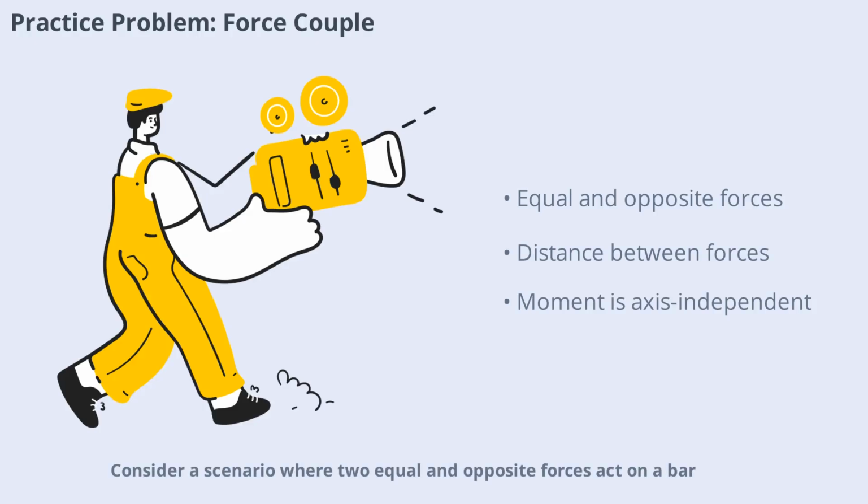Consider a scenario where 2 equal and opposite forces act on a bar, separated by a distance. Calculate the moment produced by the couple and discuss how the result remains the same regardless of the axis chosen. This reinforces the concept of couples as free vectors in engineering mechanics.